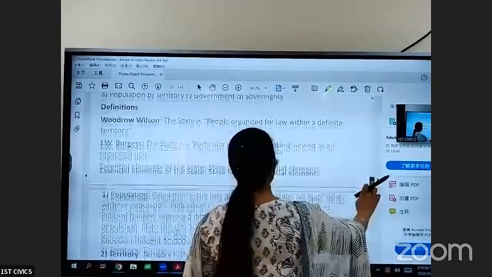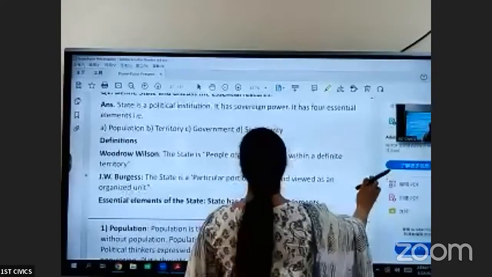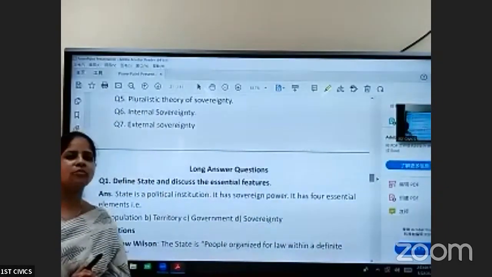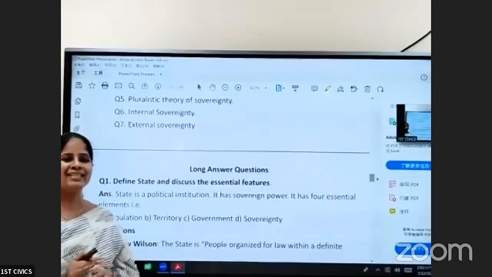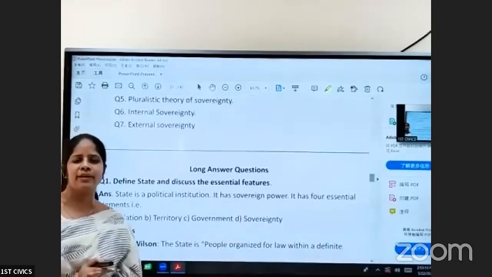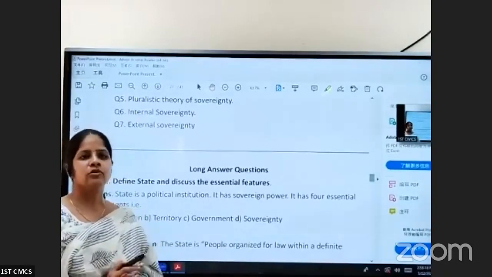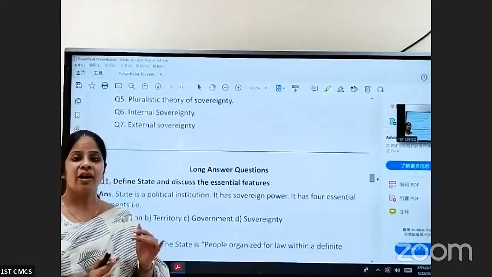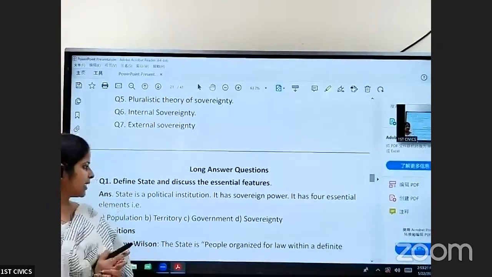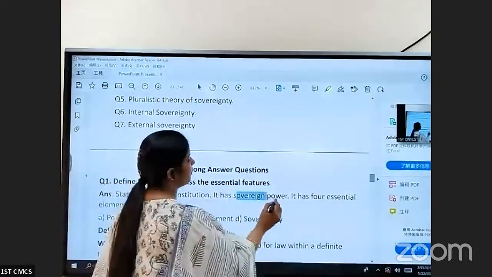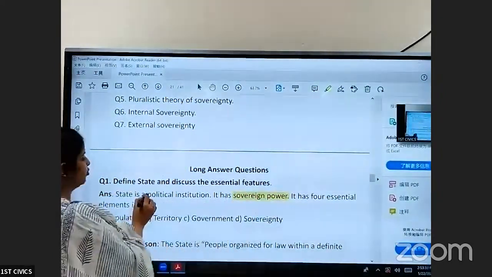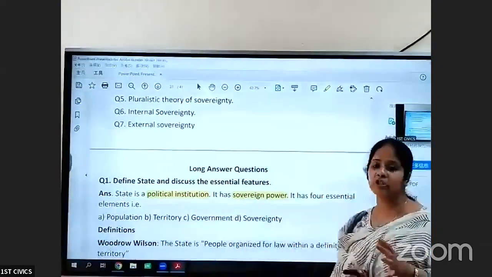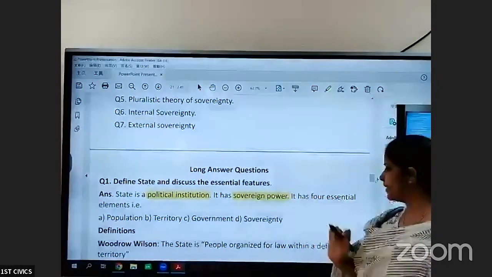Let's discuss the features of the state. Essential features of the state. So what is state? State is a political organization. Only the state has sovereign power. Now, what do you mean by sovereign power? Sovereign power means supreme power. No other organization or institution is more powerful than the state. So we say that the state has sovereign power.